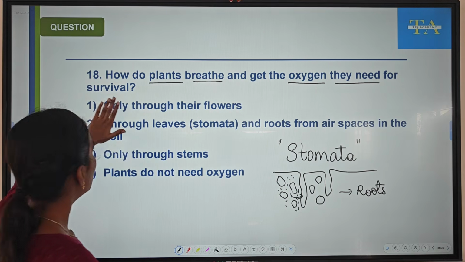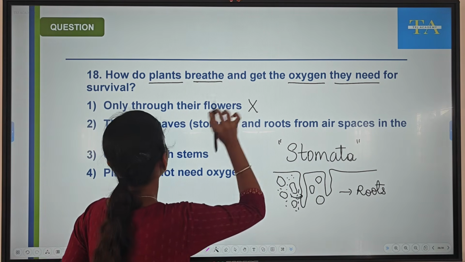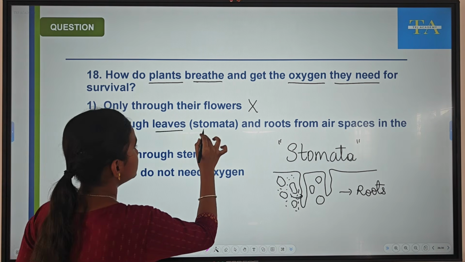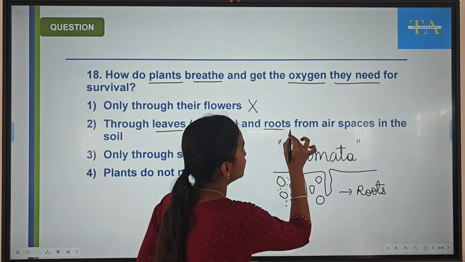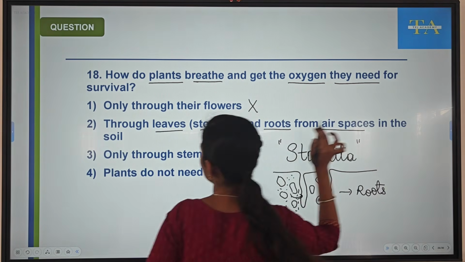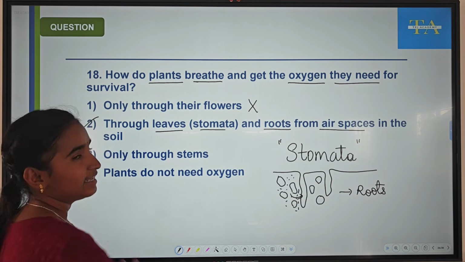Is our right option only through their flowers? No. Through leaves, that is through stomata, and roots from air spaces in the soil. This is our right option.